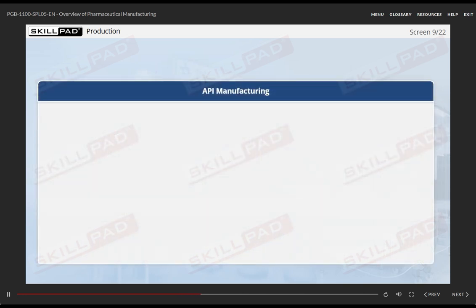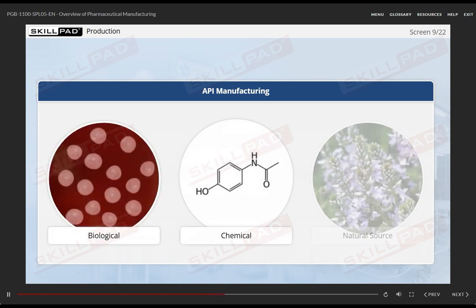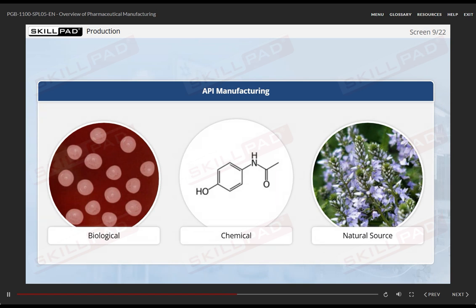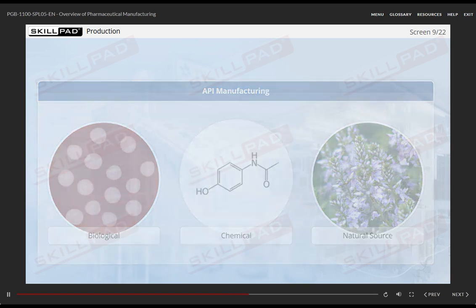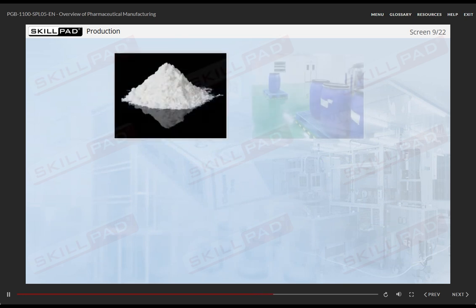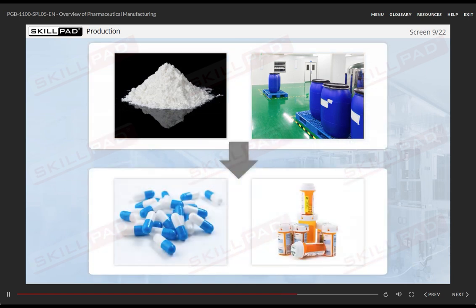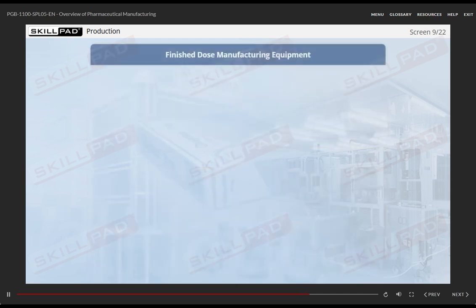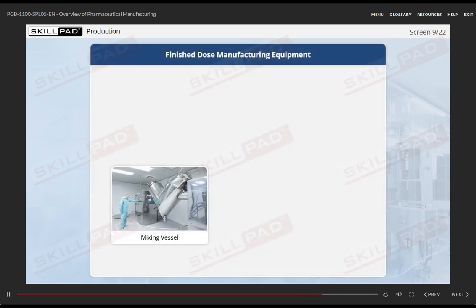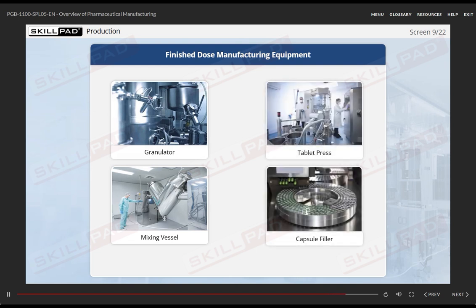API manufacturing processes can be chemical, biological, or can involve extracting the API from a natural source, such as a plant. As we've seen, finished dose production involves taking APIs and excipients and processing them into finished pharmaceutical products. Finished dose manufacturing equipment includes mixing vessels, granulators, tablet presses, and capsule fillers. Finished dose manufacturing processes are physical, for example, mixing and compressing.